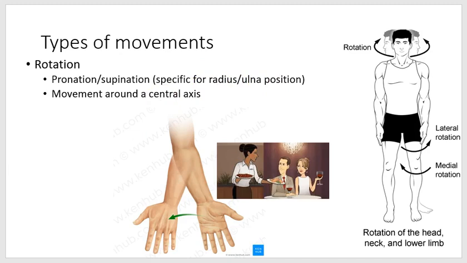And so supination is when you go from palm down to palm up. So like serving supper, you will be supinating. Pronation is where you go from supination to your palm down. So that's pronation. So supination, palm up, pronation, palm down.